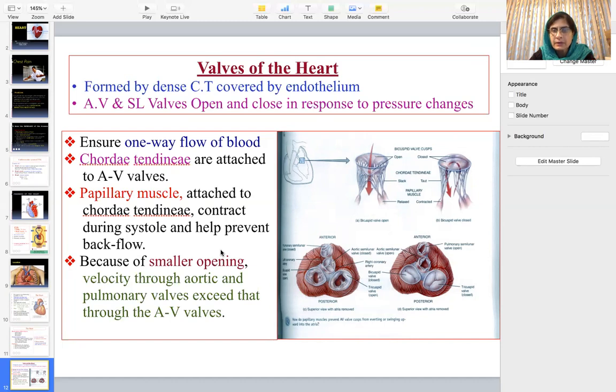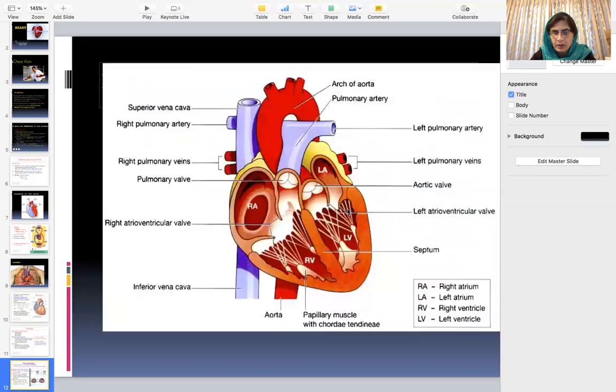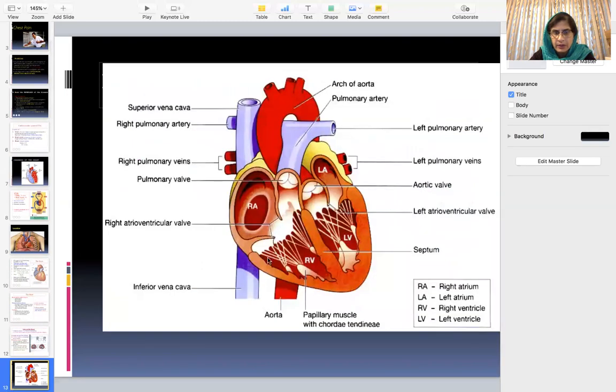Inside the inner wall, we have the muscles called the papillary muscles, which are attached to the valves through the chordae tendineae. Inside of the wall, these are the papillary muscles, which are attached to these valves by these string-like structures called chordae tendineae.